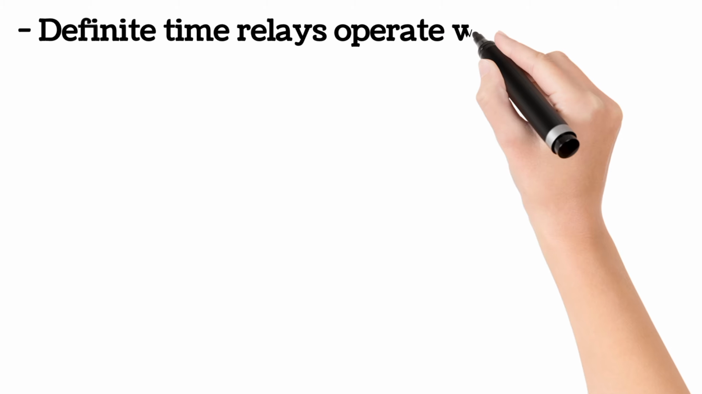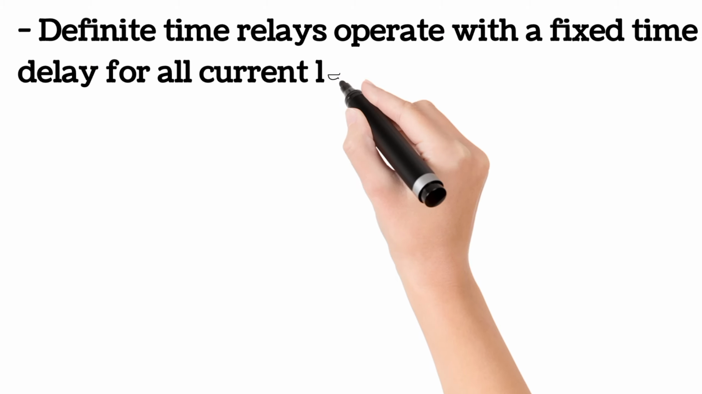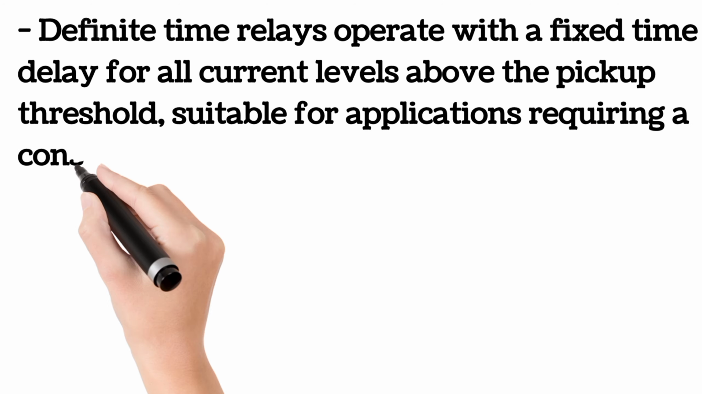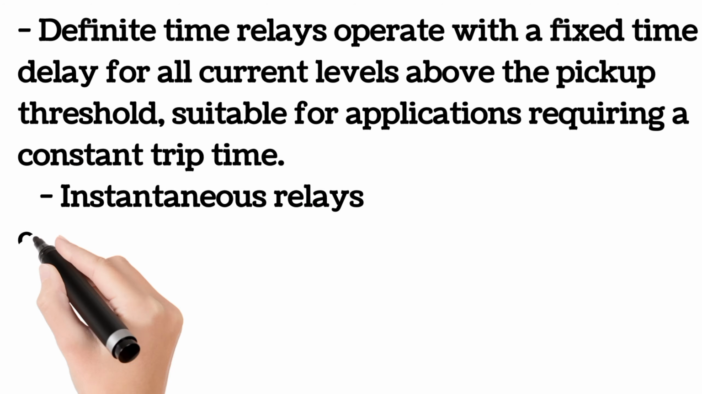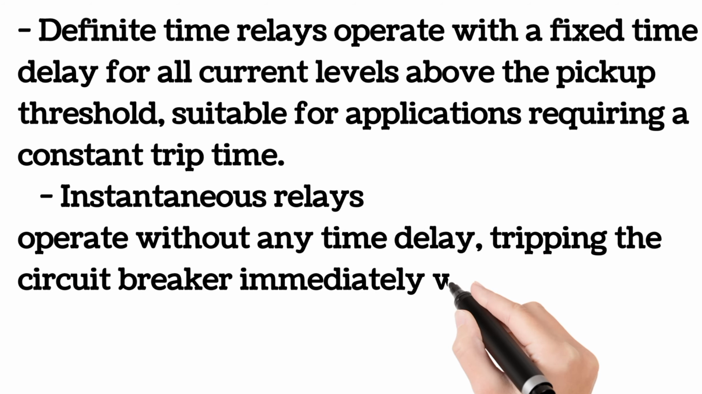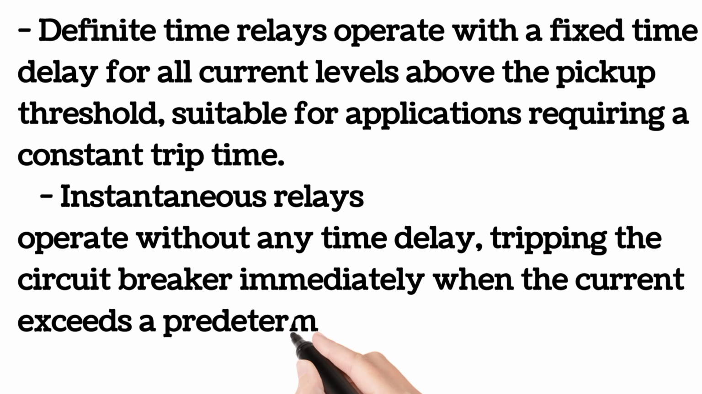Definite time relays operate with a fixed time delay for all current levels above the pickup threshold, suitable for applications requiring a constant trip time. Instantaneous relays operate without any time delay, tripping the circuit breaker immediately when the current exceeds a predetermined threshold.